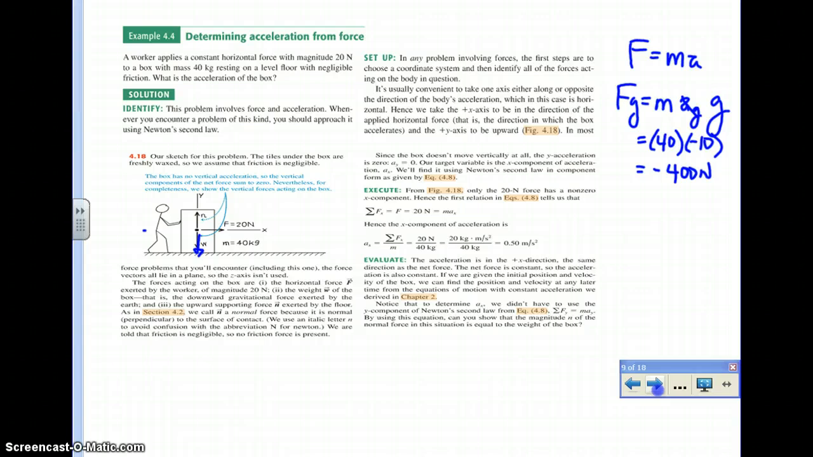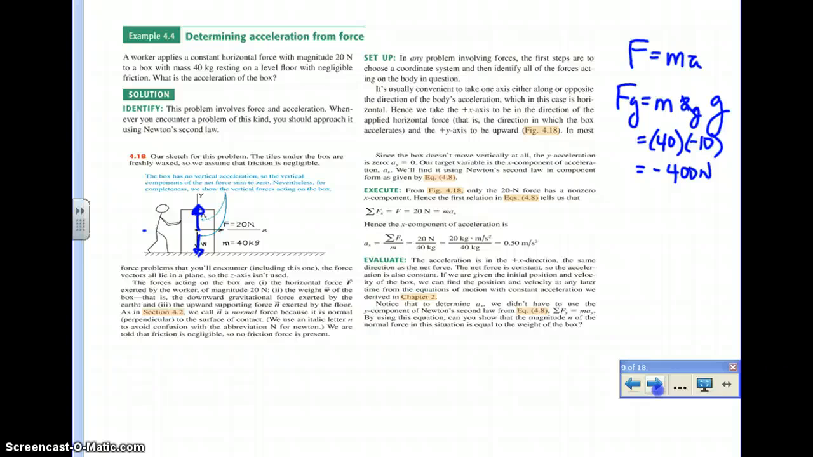We got 20 newtons to the right. What we know is that we're going to need, according to Newton's third law, which we'll talk about in a lot more detail later, in order for this to remain in equilibrium up and down, in order for the net force to remain zero in the y direction, if you've got negative 400 newtons pushing down for gravity, you're going to need 400 newtons pushing up from the floor.